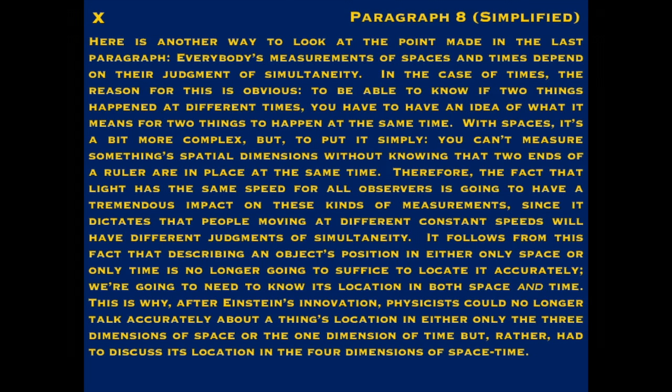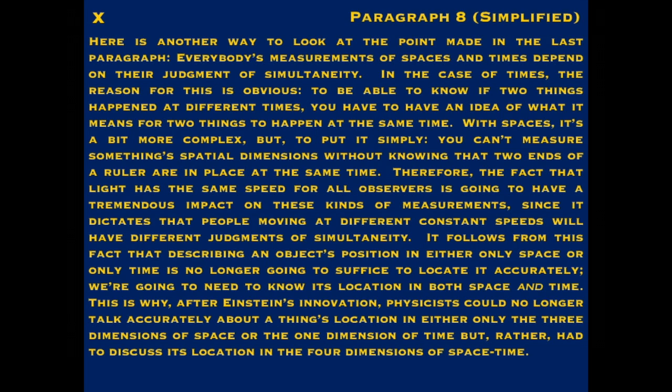Here is another way to look at the point made in the last paragraph. Everybody's measurements of spaces and times depend on their judgment of simultaneity. In the case of times, the reason for this is obvious. To be able to know if two things happen at different times, you have to have an idea of what it means for two things to happen at the same time. With spaces, it's a bit more complex, but to put it simply, you can't measure something's spatial dimensions without knowing that two ends of a ruler are in place at the same time.